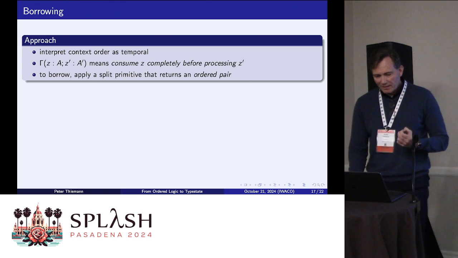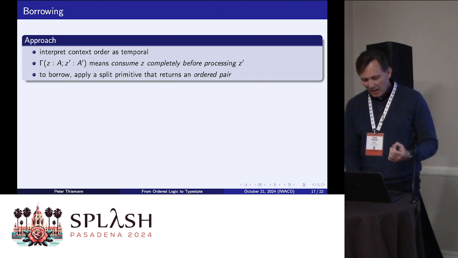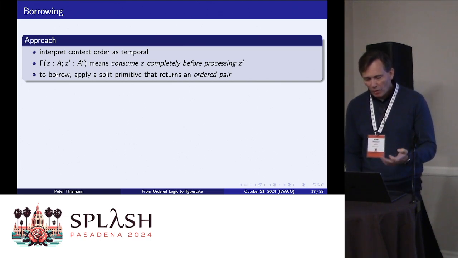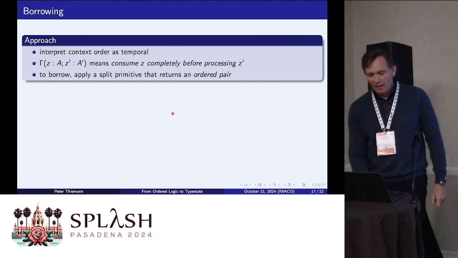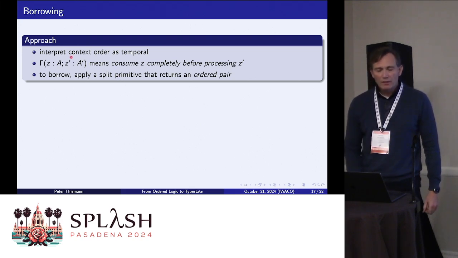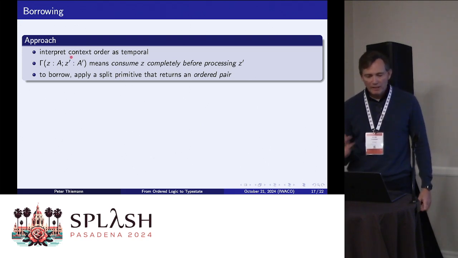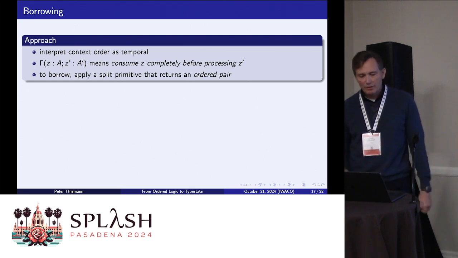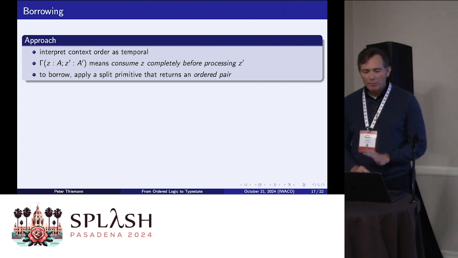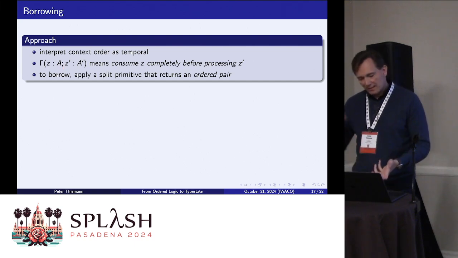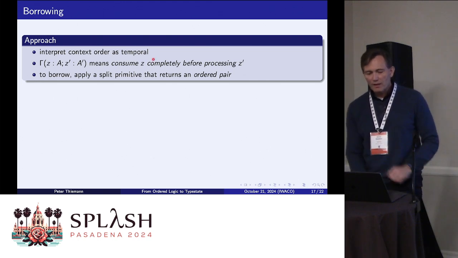how do we put ordered logic, ordered typing to use in that context? The point here is we are going to interpret the contextual order as a temporal order. So if I find two assumptions with a semicolon, it means I must consume Z completely, the resource that's hanging onto Z completely before I start processing Z prime.